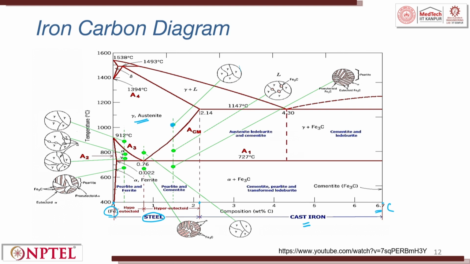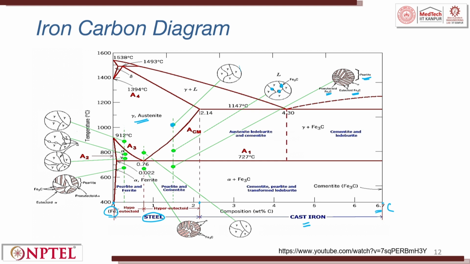When it is trying to slowly cool down, if you see here along with the gamma phase, you have Fe3C also present. And further, when you cool down, you will see a pearlitic structure where Fe3C in the eutectoid and pro-eutectoid portion are seen. We will see eutectoid and pro-eutectoid quickly.